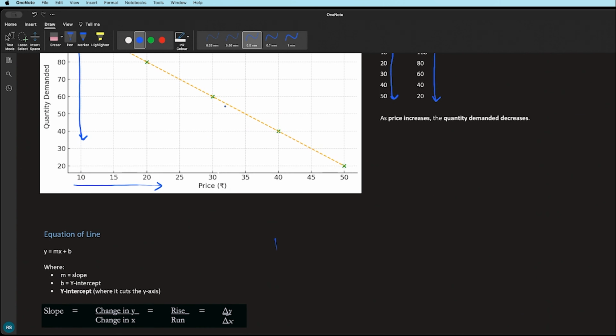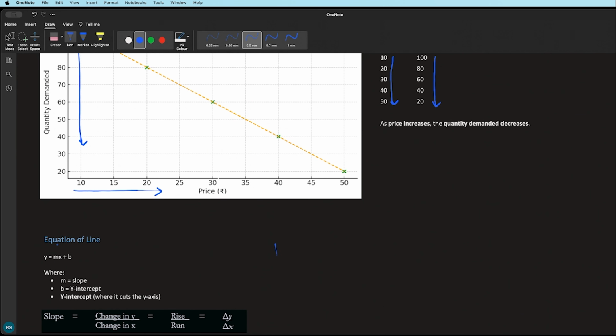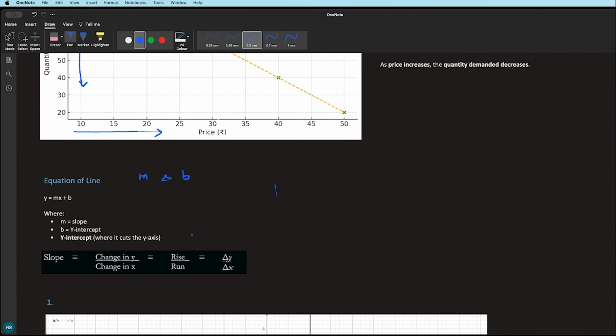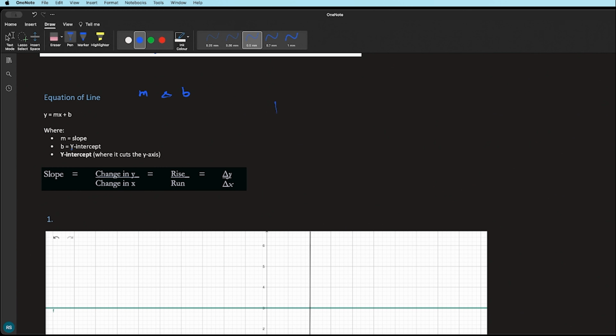In order to find this line, we have to find the value of m and the value of b. Here m represents the slope and b represents the y-intercept. Now you must be asking, what is y-intercept? It is simple: the point where a line cuts the y-axis is called the y-intercept. And here m equals slope.